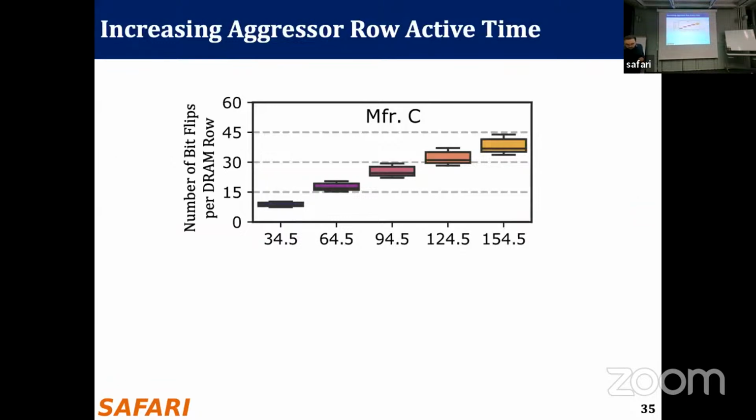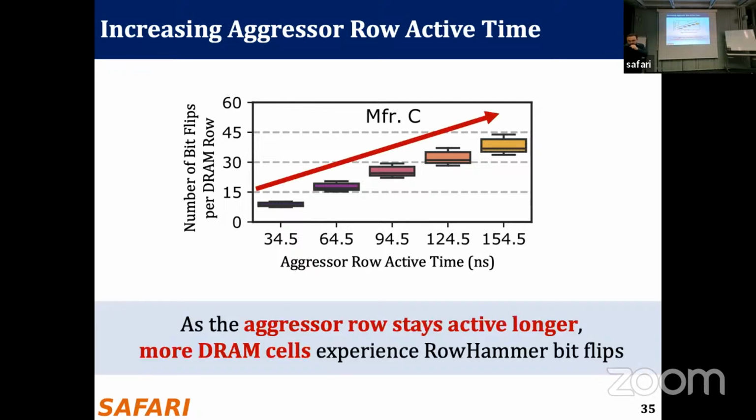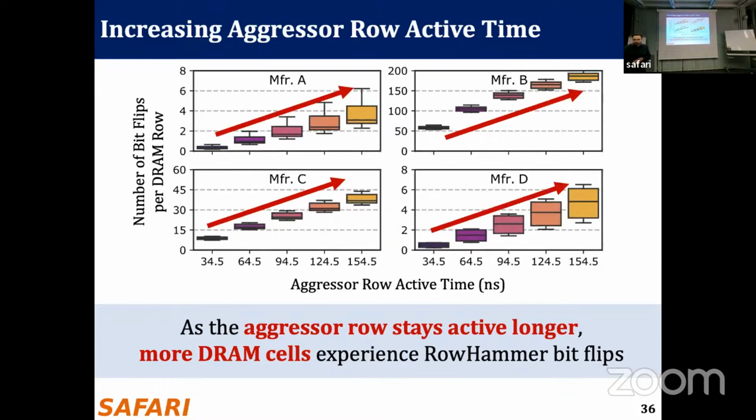So we observe that when we look at the number of bit flips per DRAM row, it increases with the aggressor row active time. And this is quite a straightforward relation, actually. So you keep your aggressor row active longer, more DRAM cells experience bit flips. And this is a common pattern across DRAM chips from all manufacturers.